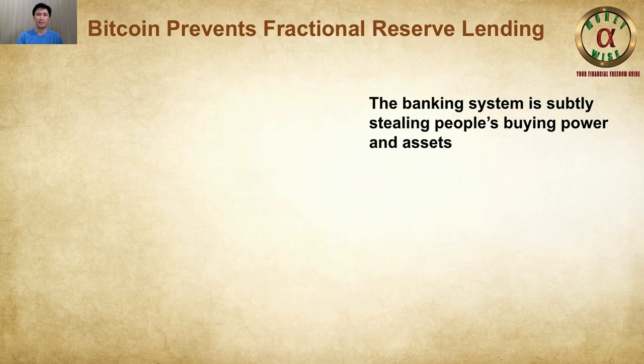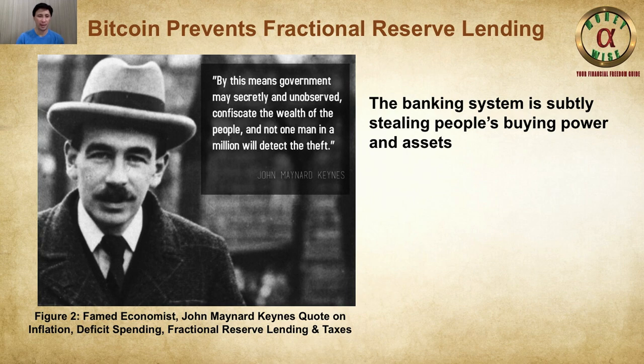Now, the banking system is subtly stealing people's buying power and assets by fractional reserve lending and through inflation as well. So, famed economist John Maynard Keynes once said this about inflation, deficit spending, and fractional reserve lending and taxes. By this means, government may secretly and unobserved confiscate the wealth of the people, and not one man in a million will detect the theft.